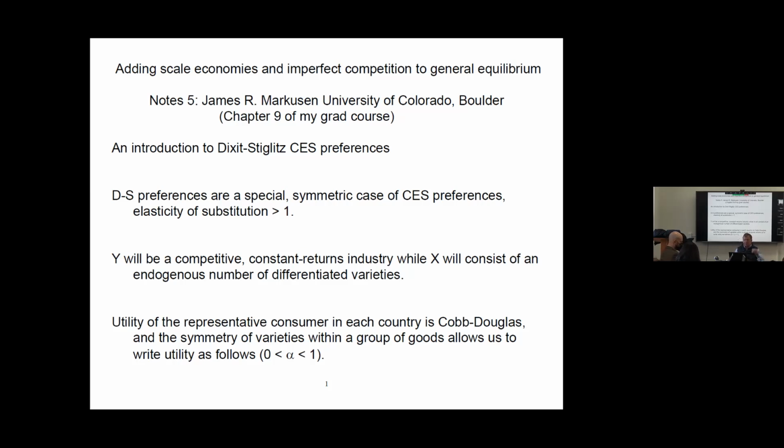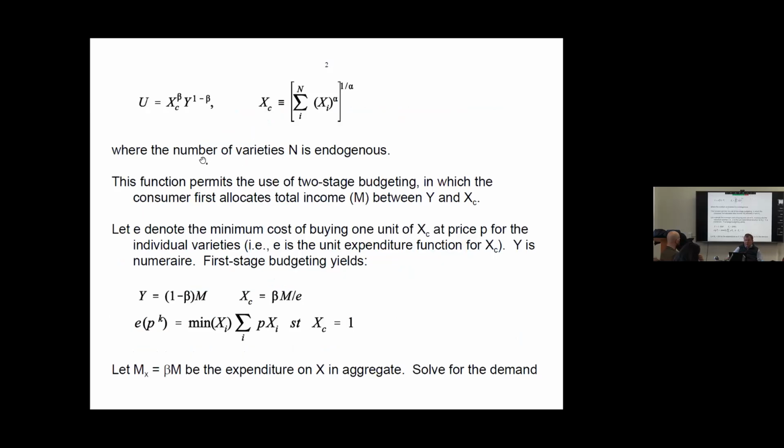Utility of the representative consumer is Cobb-Douglas at the upper level between X and Y. So we're going to have income effects here. And the symmetry of varieties within a group allows us to write utility as follows. So X_C is like a composite commodity, but it's actually a utility. It's not just linear in the amount of stuff that's produced, and I'll come back to that.